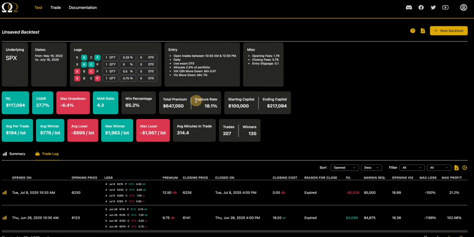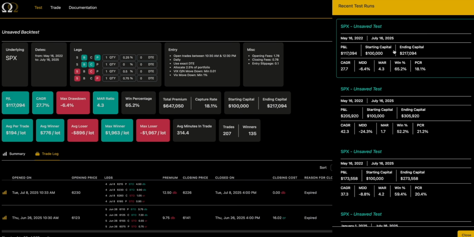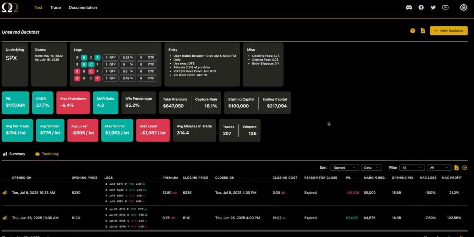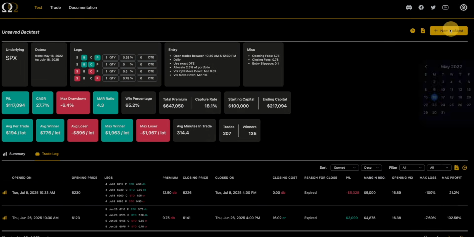A pretty similar capture rate. Win rate went up a little bit. Capture rate went down a little bit. The MAR, I think, is identical. Is that right? Maybe identical. Maybe it's in the same neighborhood. So there's a lot of different ways that you could do this.